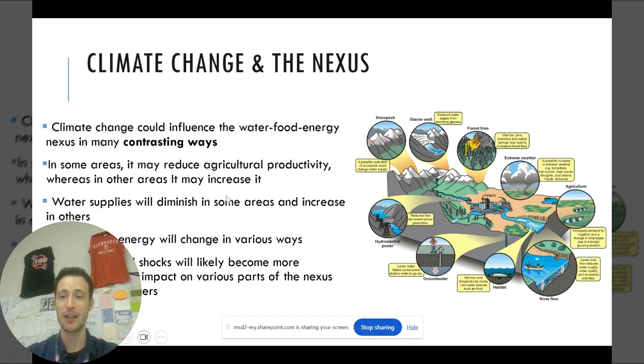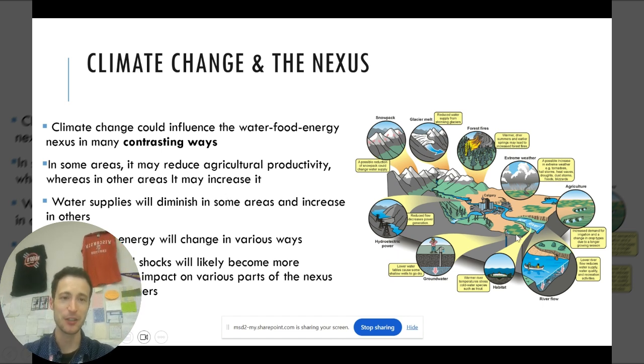Climate change. We talked about how climate change can be unpredictable. Here's a good graphic. It's on your note sheet. Sometimes climate change can lead to greater access to water and food, and sometimes it's going to lead to less access to water and food. Some areas are going to have to reduce agricultural productivity. Some are going to see an increase in it. Some will see diminishing water supplies. Some will see an increase.